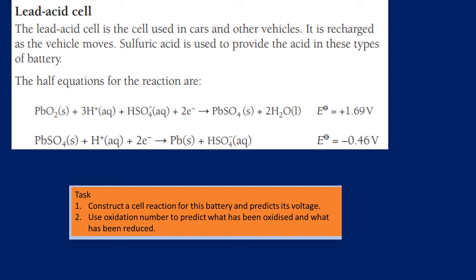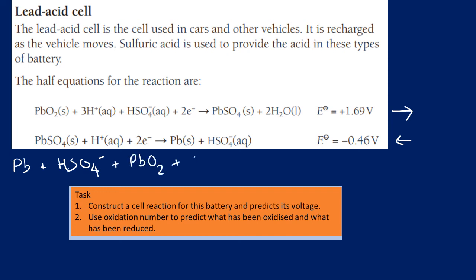Okay, cell reaction then. So this is our negative electrode. This will be reversed. It'll be oxidized. This is the positive electrode. It'll be reduced. Thankfully, the electrons already cancel. There's 2 electrons in both cases, so I don't need to do any multiplying. But it is going to be quite a long Pb. I'm not going to put state symbols in just to speed this up. However, I would advise that you do put state symbols in.